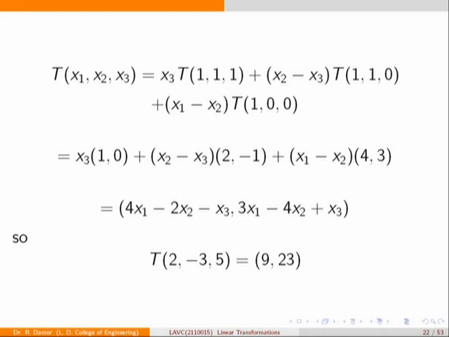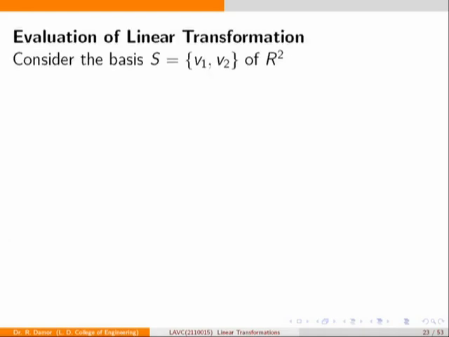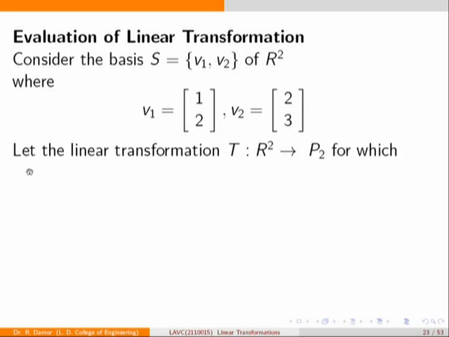Okay, let's try another example. Suppose I have to find the linear transformation when only the basis and the image of the basis is given. So consider the basis S equal to {v1, v2} of R2, where v1 is (1, 2) and v2 is (2, 3). Clear? 1, 2 and 2, 3. This is my basis for R2. And I have to define the linear transformation T from R2 to P2.